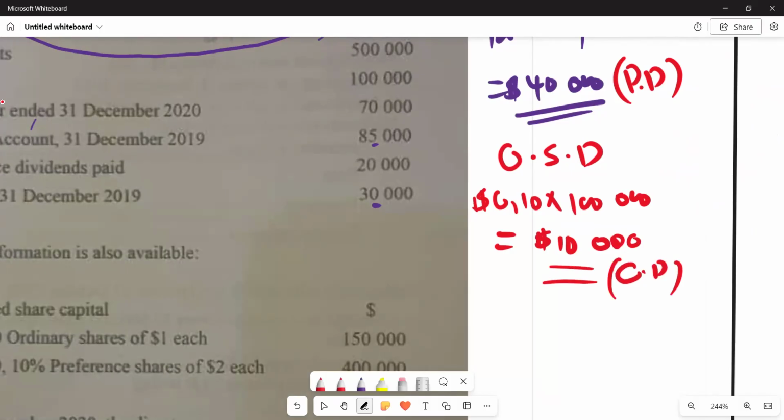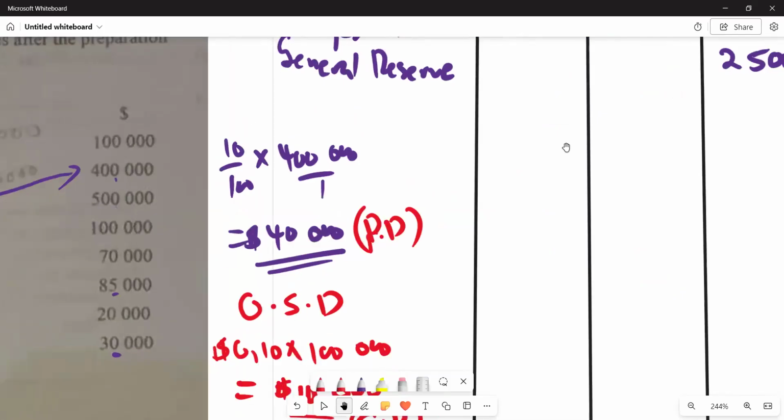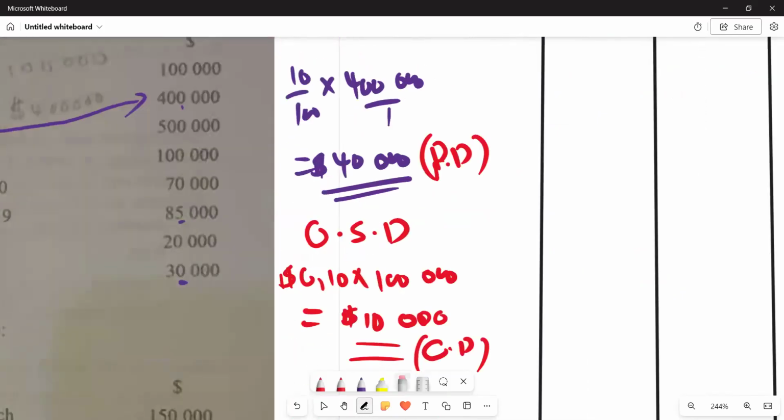So these are the figures that we are going to include in there. Our preference dividend is 40,000, and our ordinary dividend is 10,000 according to our calculation. So we can go there and just adjust as such. Let's try to remove this.